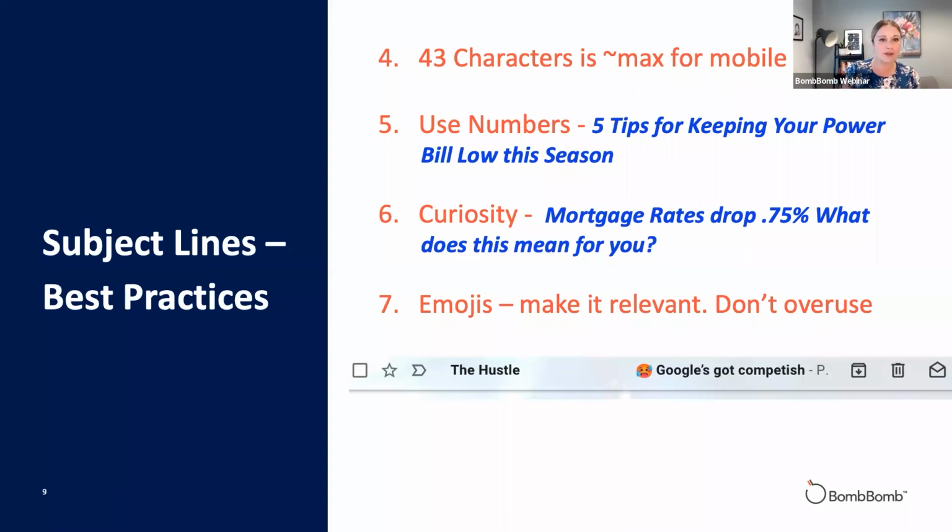For example, I pulled this one just from my inbox. Okay. The Hustle, they sent me one, "Google's got competition," and they put the sweating, panicked emoji, right? It's super relevant. They didn't overdo it. It's kind of funny. It definitely catches attention. Again, that subject line real estate is all about piquing interest, catching attention, drawing them in to actually open it up. So use emojis, just don't go crazy with them.